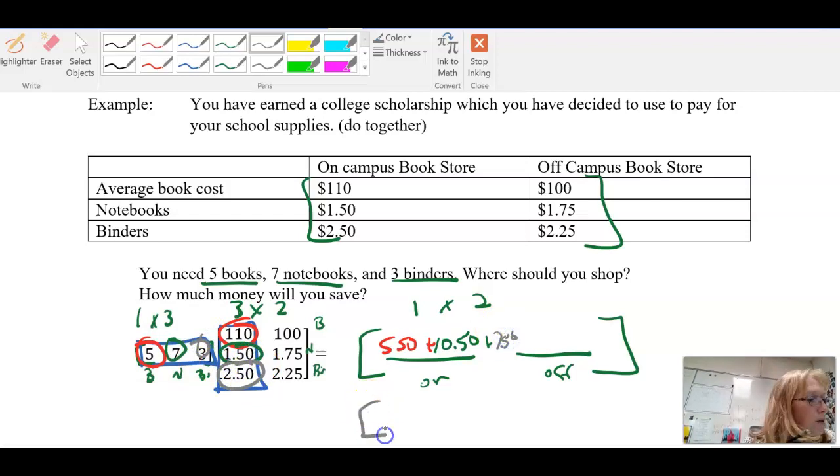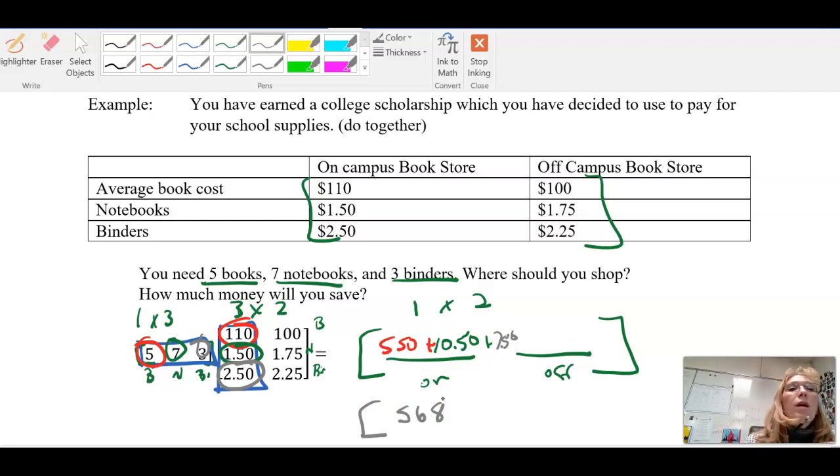So on campus, you are going to spend, what does that add up to? Hang on, I need my calculator. 550, 560, 567, $568, I think, if I did that right.